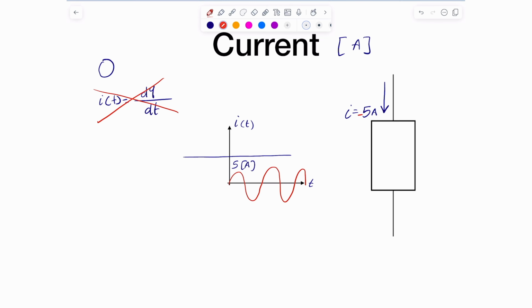All right, so to recap, whenever we define a current, we usually define a direction that the current is flowing and a value for that current. And of course, with the value, we associate some sort of a unit.